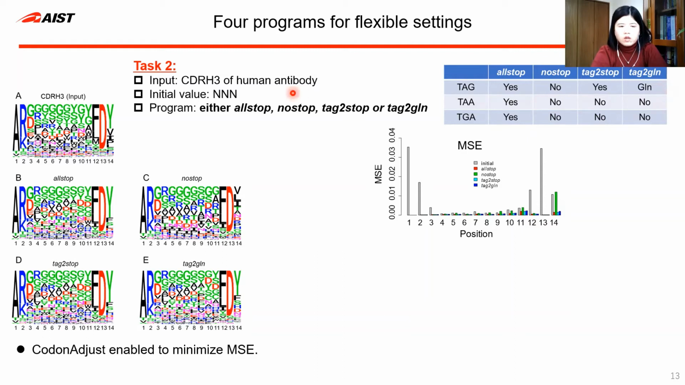In this task, we take CDRH3 and NNN. Here are results from cyclogo and MSE. Gray is initial, red, green, light blue, and dark blue are on-stop, no-stop, TAZ2-stop, and TAZ2-glutamine, respectively. You can see that codon adjust successfully minimize the MSE for all programs.